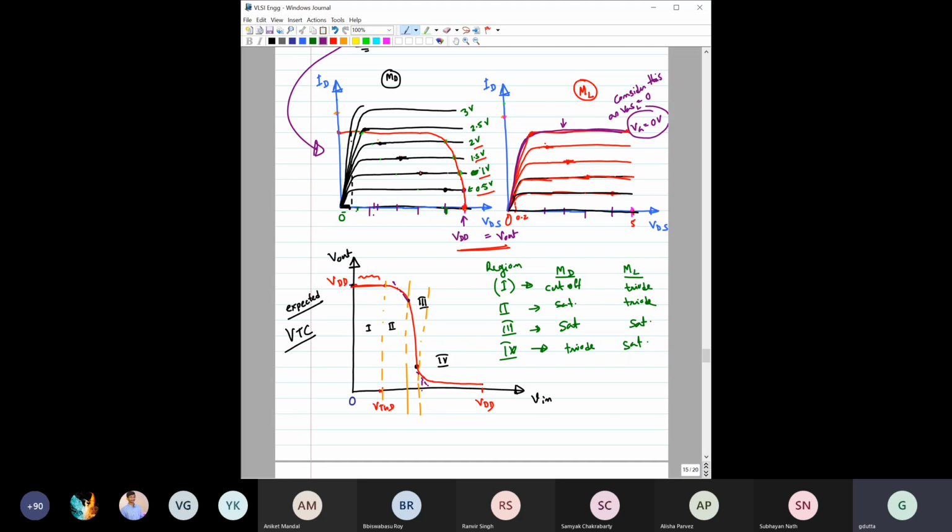The V output versus V input relation. And for that, you should know which transistor is operating in which region at that moment. So you should know which transistor would be operating in which region. Then only you can identify it and do it.